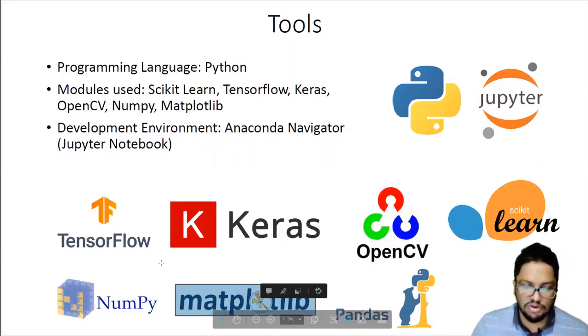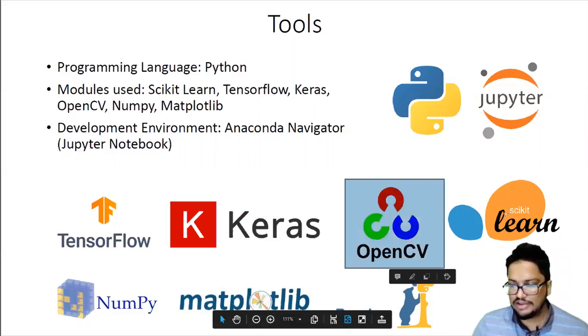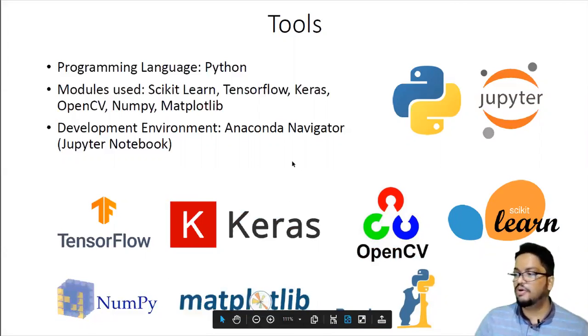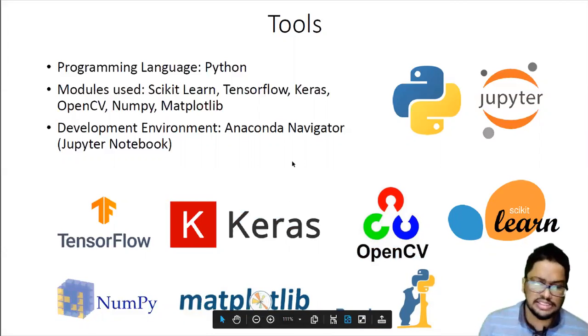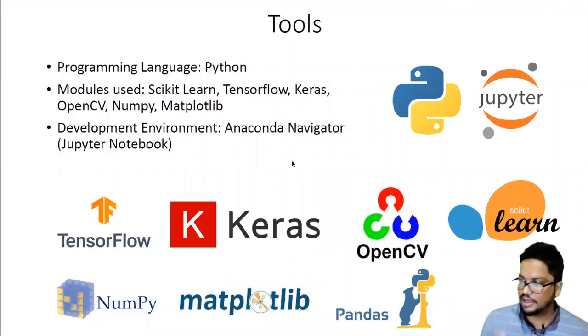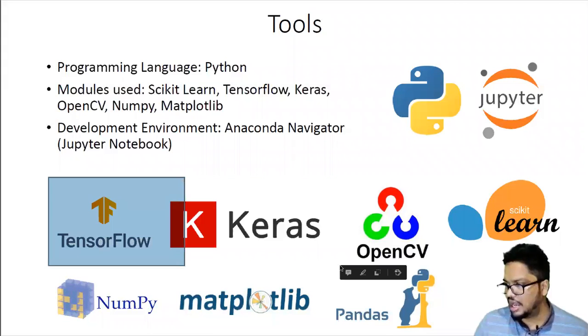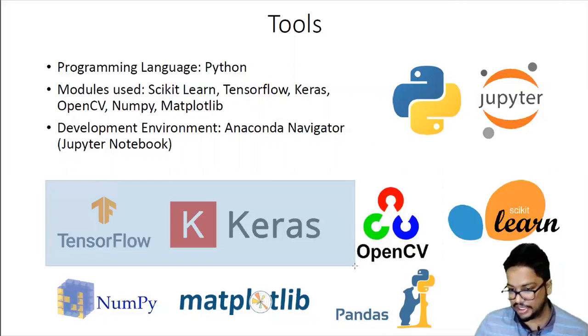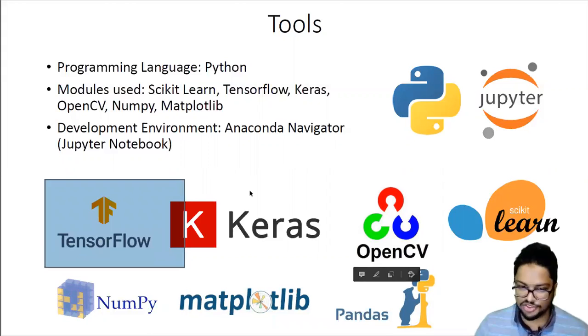TensorFlow, Keras, OpenCV, Scikit-learn, Pandas, Matplotlib, NumPy. Now the important thing: these are called external modules, and we can call them libraries, but in Python these are called modules. TensorFlow and Keras are the libraries or modules that we are using for neural network implementations in our coming future workshops.